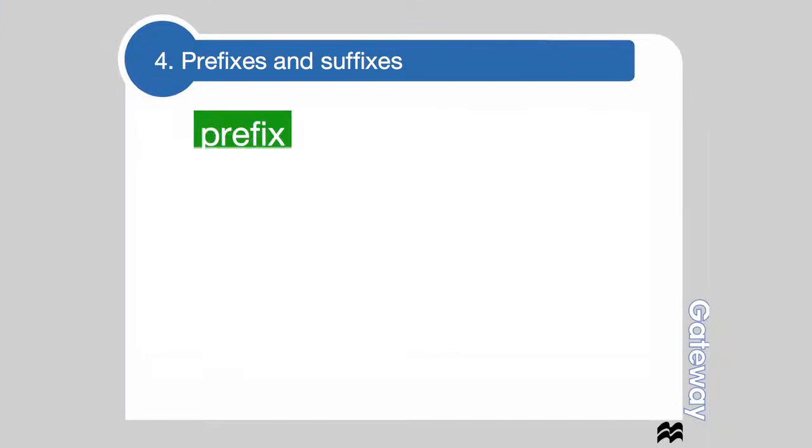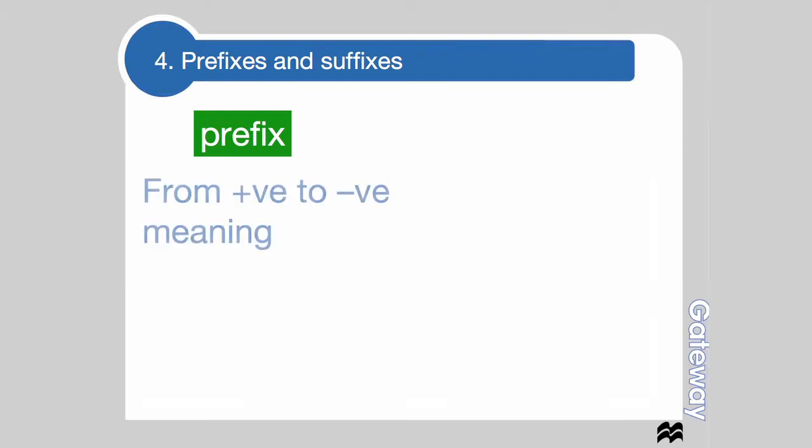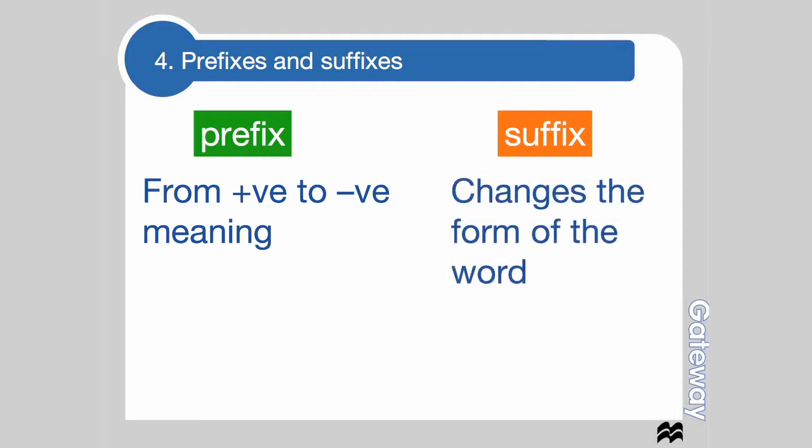If we take a prefix, for example, generally they change the meaning from positive to negative, whereas suffixes change the form of the word. So for example, from a verb to a noun. If we take the verb to appear, by adding a prefix, things disappear. Now let's make that disappear, and we have an appearance, which obviously is the verb changing to a noun.